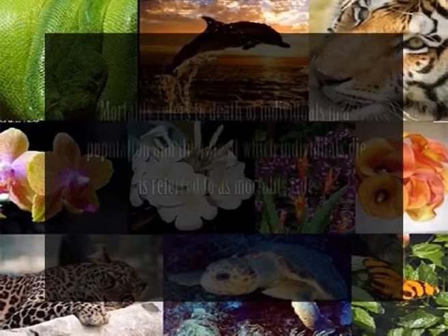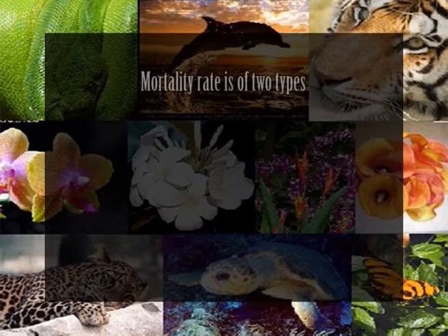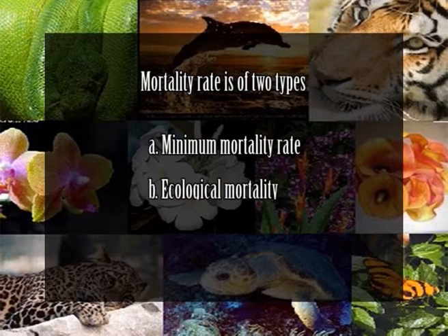Now, the third important characteristic of a population is mortality. Mortality refers to death of individuals in a population, and the rate at which individuals die is referred to as the mortality rate. Now, mortality rate is of two types, minimum mortality rate, second the ecological mortality.